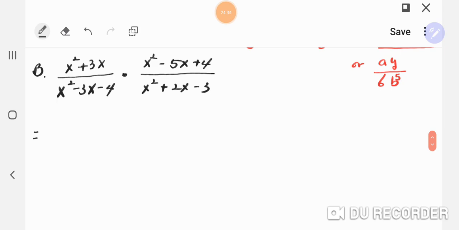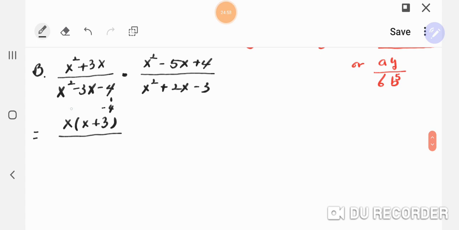Factor each part. The first part is x squared plus 3x. There's a common factor x, so you can make it x times x plus 3. Factor out x. And the denominator, this is 1 times 4, right? 1 times 4, and then the minus sign goes on the 4. So the cross multiply will be negative 3.